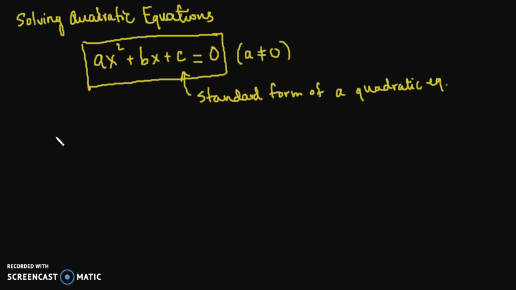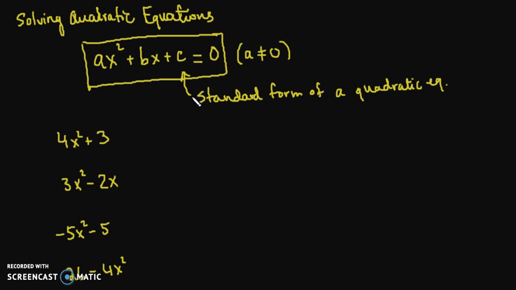A couple of examples we have are 4x squared plus 3, 3x squared minus 2x, negative 5x squared minus 5, and 26 minus 4x squared.